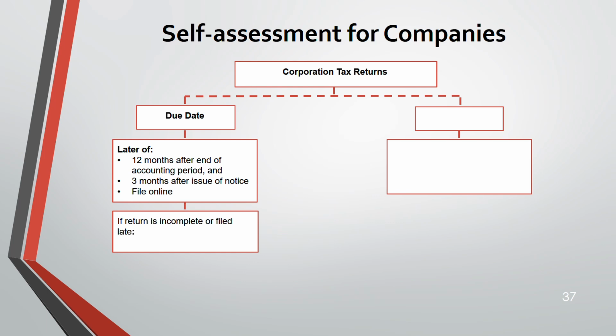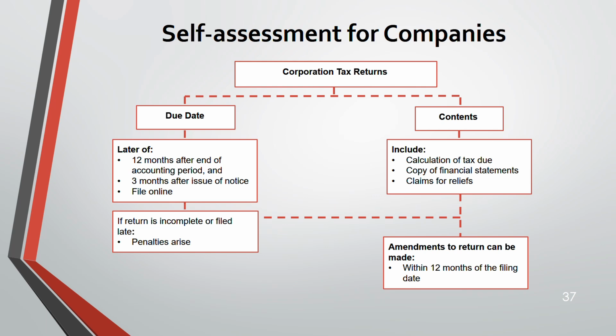If the return is incomplete or filed late, penalties arise. Contents include calculation of tax due, copy of financial statements, and claims for reliefs. These 3 things are there in your corporation tax return. And you can amend your return. Amendments to the return can be made within 12 months from the filing date.